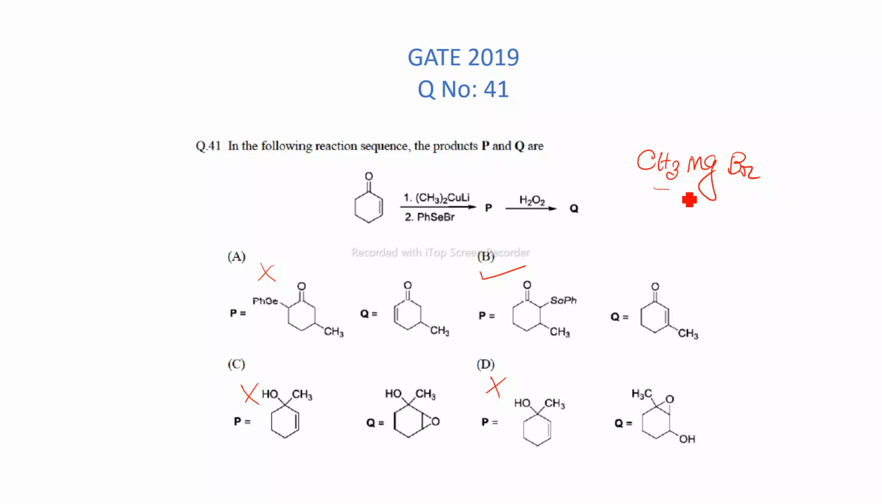Is this hard or soft? If instead of this we use this one, what will happen? I mean 1,2 addition or 1,4 addition? This is 1, this is 2, this is 3, this is 4. So this is 1,4 addition and this is 1,2 addition.